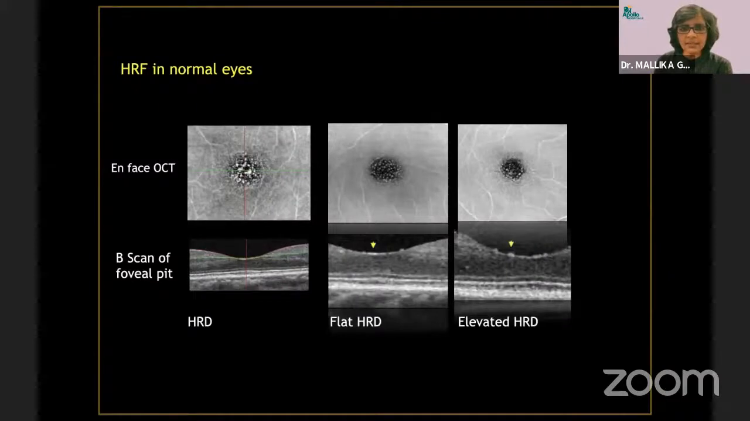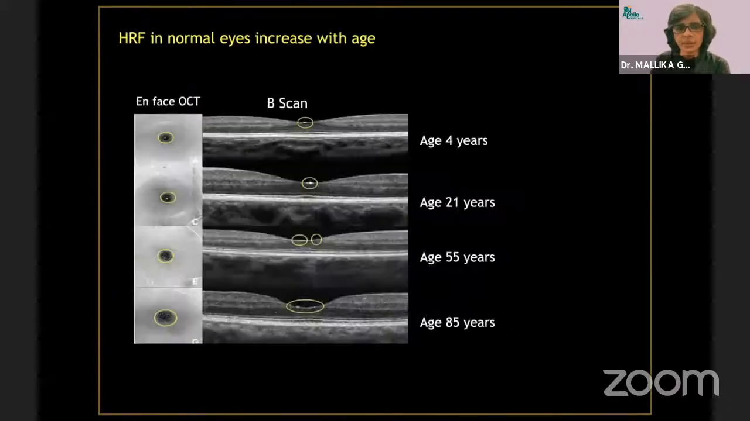So these are normal eyes, NFAS, OCT, and B scan, showing flat hyperreflective dots as well as elevated ones. And these are showing how these can increase with age from age 4 years to 85 years.